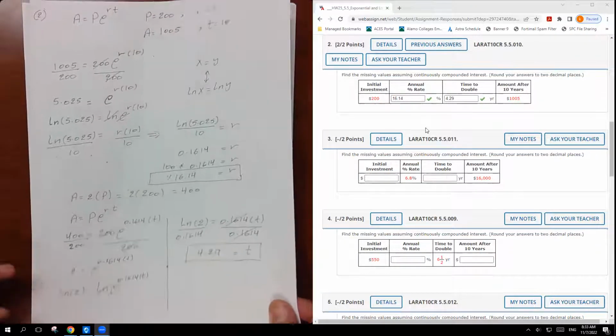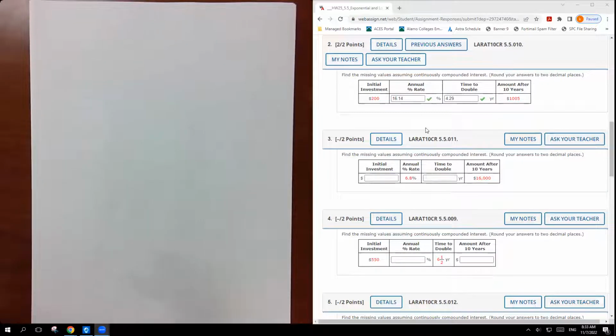Example 3, let's check what they ask us. They ask us to find the missing value, continuously compounded. So we need to find the initial, and here is the annual rate of interest. So I need to use this information. I need to find this part first. I have the rate, and I have the amount after 10 years. So I'm going to use these three pieces of information to find the P. Then I'm going to find the time to double.